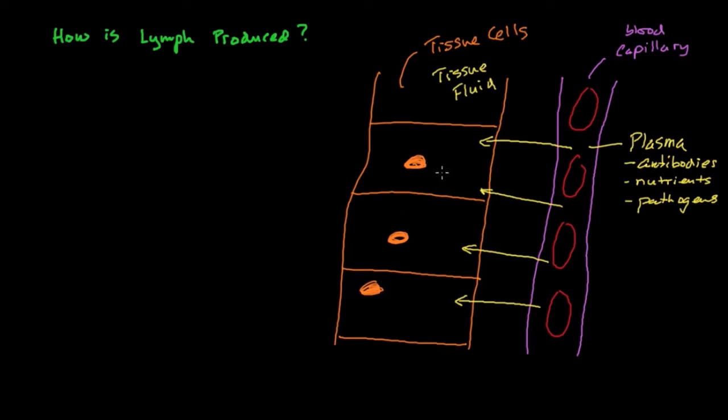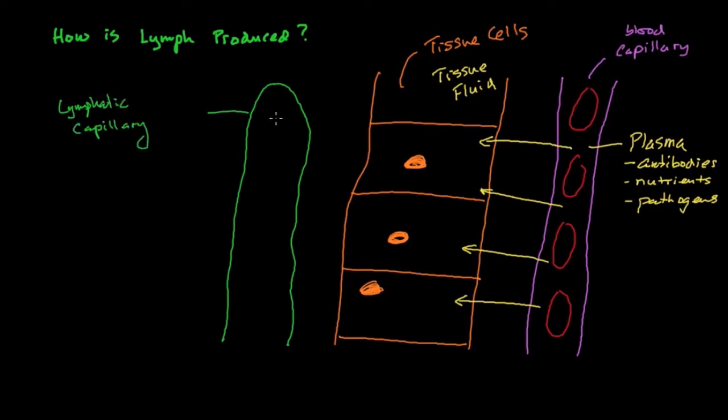So now that these cells have their nutrients, what do you do with the fluid? Well, that fluid has to be returned back to the cardiovascular system. Well, how do you do that? Well, we introduce the lymphatic system. So what you're looking at here is a lymphatic capillary.